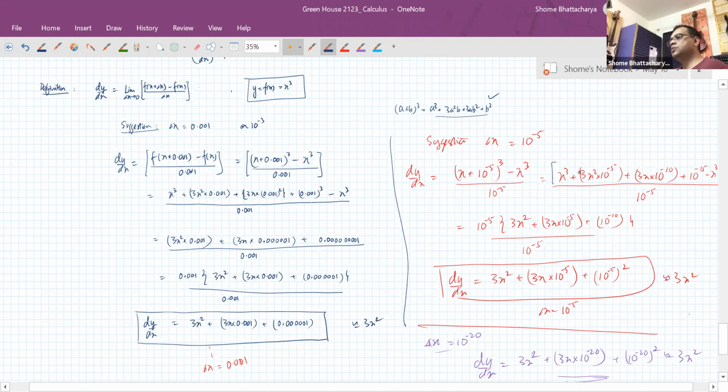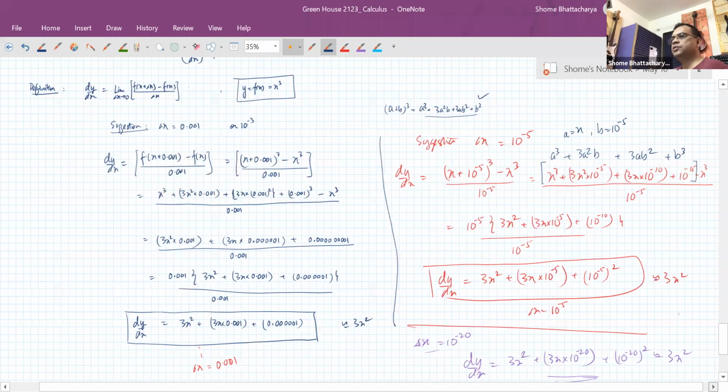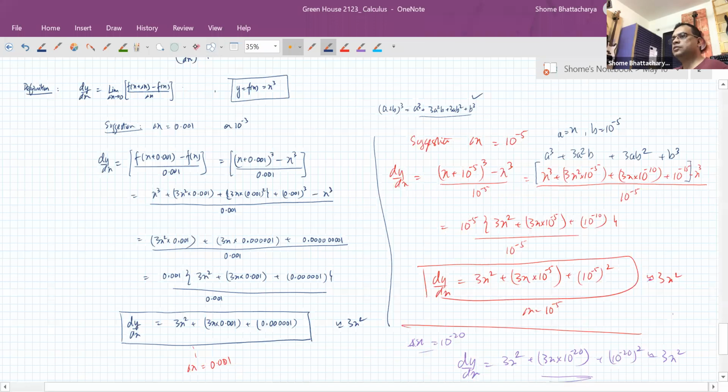So this whole term, from here to here, it is this only, no? a cube plus 3a square b plus 3ab square plus b cube, where a is x and b is 10 raised to the power minus 5. So you're getting these terms. Okay, and the minus x cube is there at the end because this term is there.